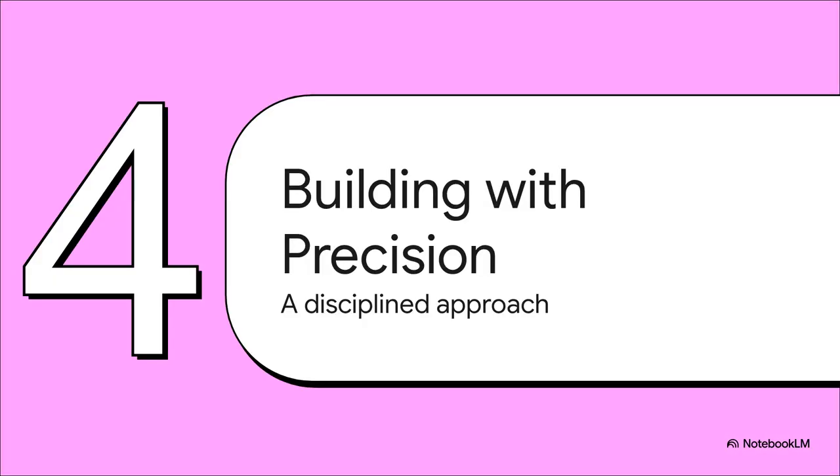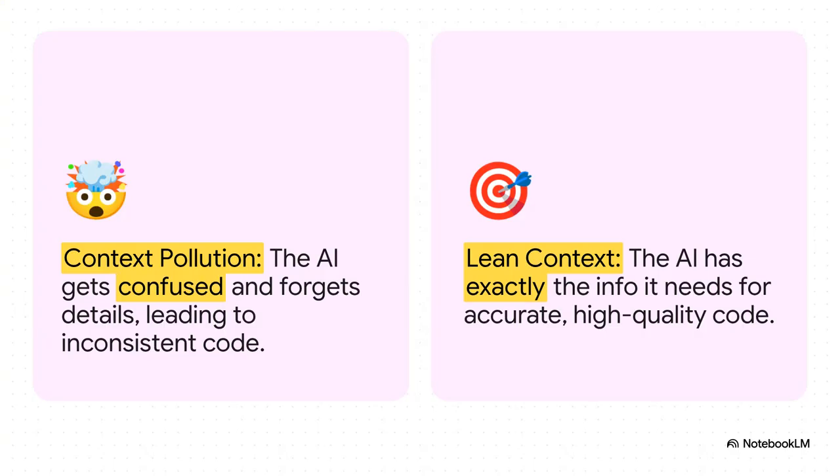Okay, so once that blueprint is locked and loaded, it's finally time to build. But building with an AI isn't as simple as just saying, hey, write me some code. The BMAD method brings a real system to the table, a way of working that ensures you get high-quality, consistent results every time. One of the biggest problems you can run into with AI is something called context pollution.